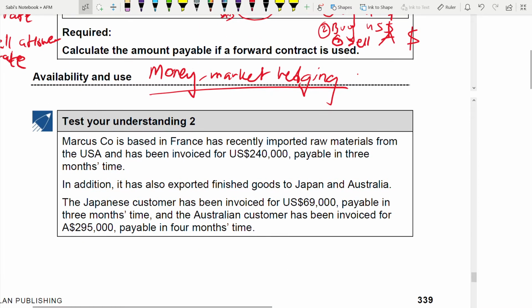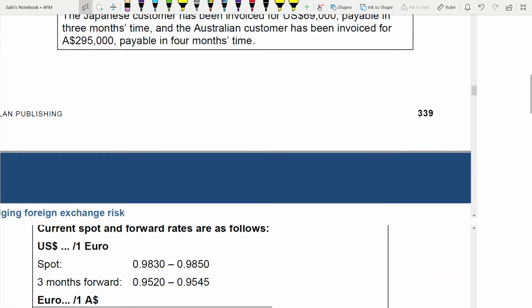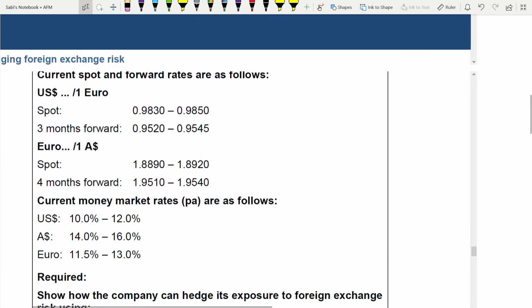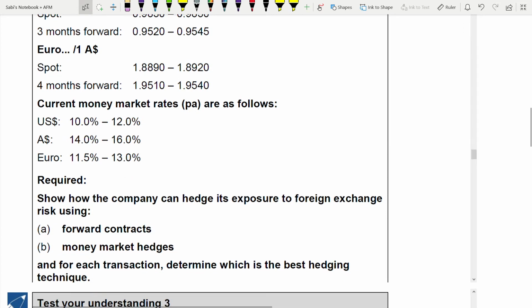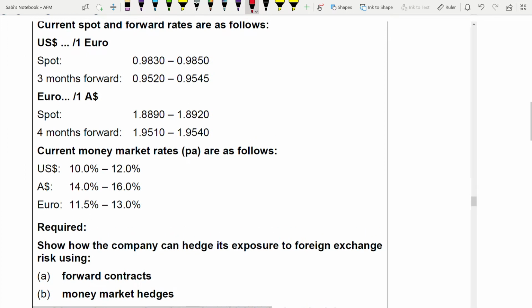Okay, before we go to this question, you need to understand that. So this was the question. Okay, this is a good question. We have forward also, money market also, which is the best technique. Even an exam question in AFM is this, so you have to use this question.